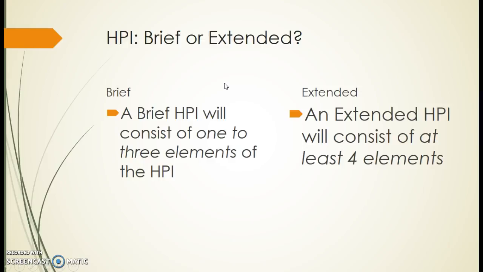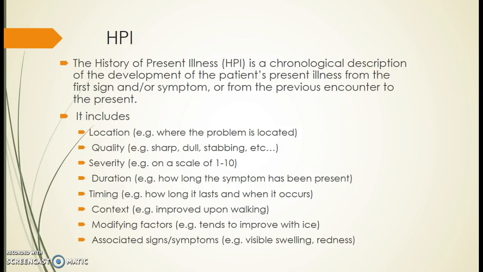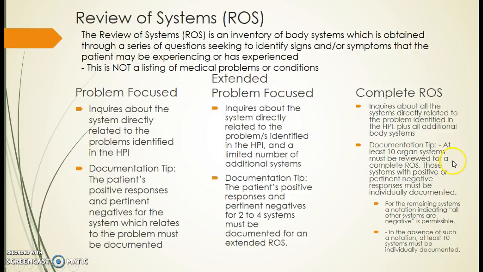Okay, so once we figure out the history of present illness, we have two options for coding. It's either going to be brief, which will consist of 1 to 3 elements of the HPI, or it's going to be extended, which will consist of at least 4. Let me flip back here: we looked at 1 to 3 of these elements here for a brief, or we looked at 4 or more for an extended.